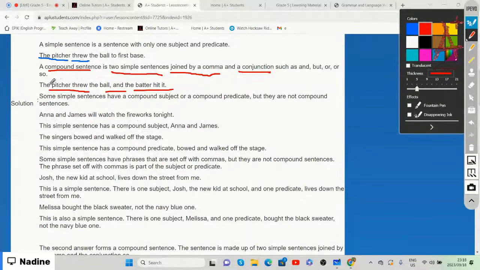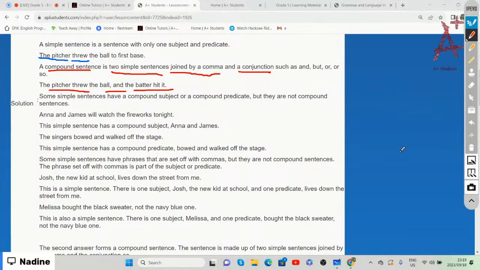And these two simple sentences are joined by a comma, there we have a comma, as well as a conjunction. So that is what we call a compound sentence. It's two simple sentences that are joined by a comma as well as a conjunction.